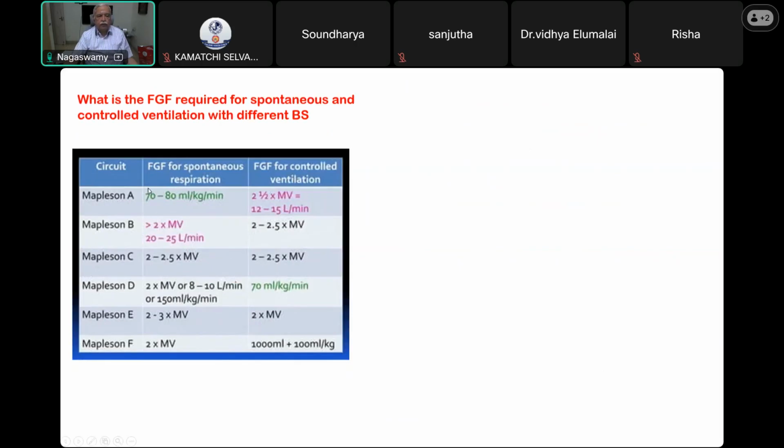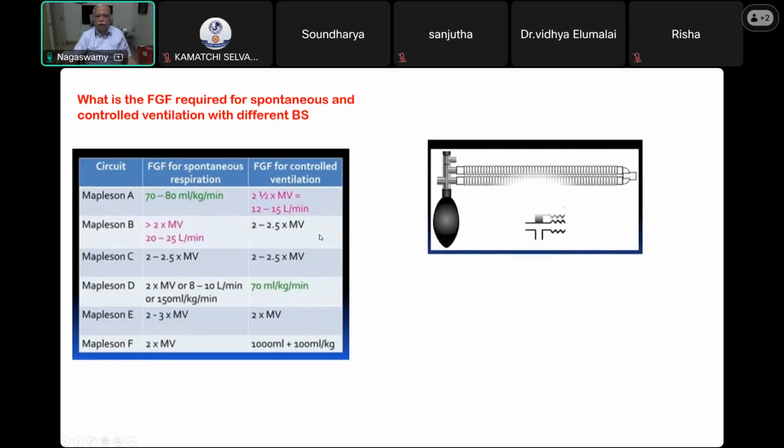So if it is Mapleson A, you require 70 to 80 ml per kg. And if you want to do controlled ventilation with that, you require a very large amount of ventilation. That is why Mapleson A is not considered ideal for controlled ventilation, but it is ideal for spontaneous ventilation. And these are all classifications of semi-closed breathing systems. All the Mapleson classifications are only about the semi-closed, not the other functional status.